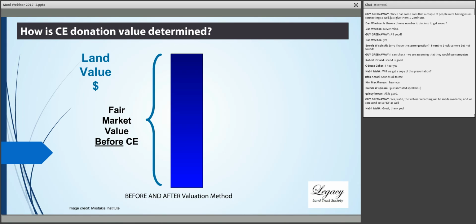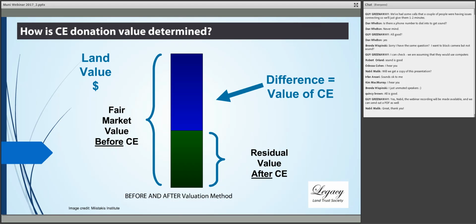So here's a diagram that helps explain that. Prior to the conservation easement being put in place, fair market value would be illustrated by this blue rectangle. After, we see the residual amount. So the impact of the conservation easement devalues the property to this point. And then the difference is the value of the conservation easement. That would be the tax receivable value if it were a full straight-out donation of that conservation easement.